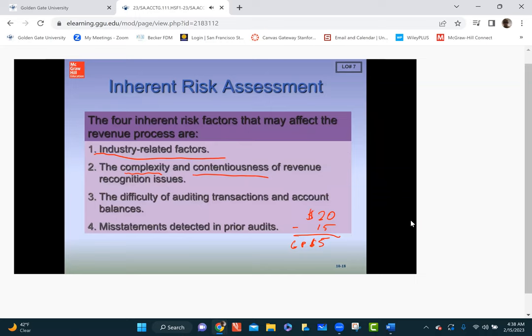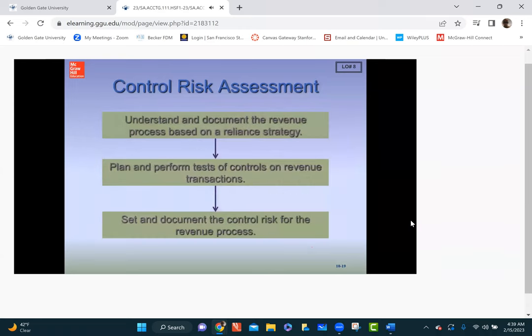So yeah, you could have something that's a little bit more complex, having to understand industry related factors. All of that goes into your assessment of your inherent risk. But I don't know that I agree that it's contentious, because the revenue recognition standard now did a pretty good job of providing pretty good guidance that deals with these different types of transactions and what evidence to look for to see how they should be treated. Control risk: understand the documentation, plan and perform your tests of controls on revenues, and set and document the control risk for the revenue process.